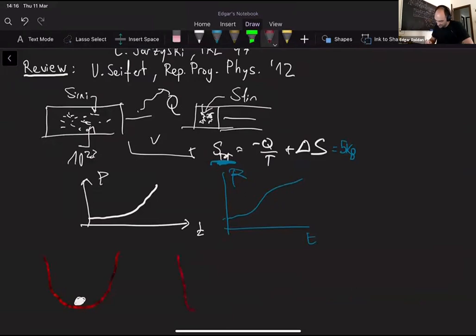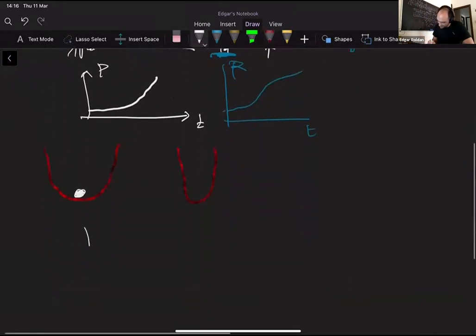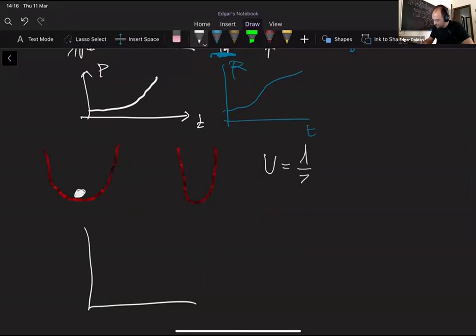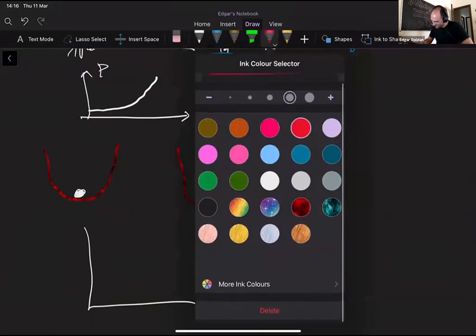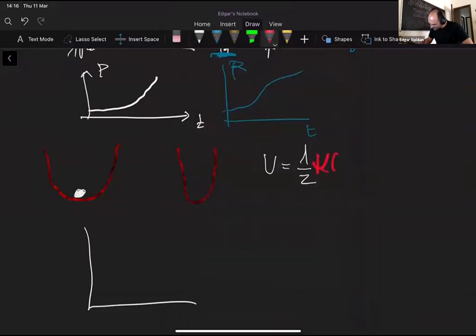So you go to a situation where the trap is like this, okay? So you have a protocol as well. The protocol here will be, if this is a trap with energy U, which will be 1/2 of kappa of t x squared. This means that I am changing the stiffness of the trap, for example, like this. Okay, this will be kappa of t.